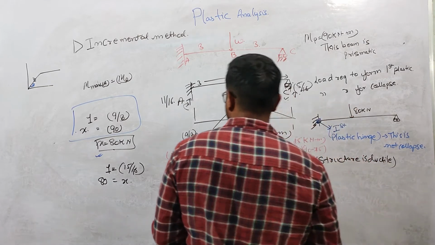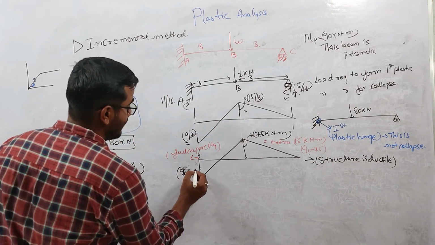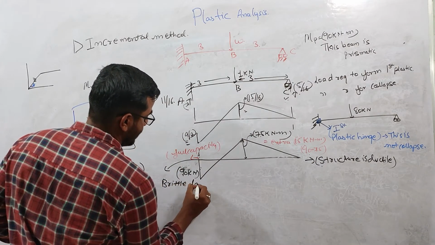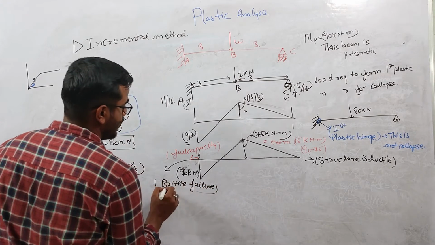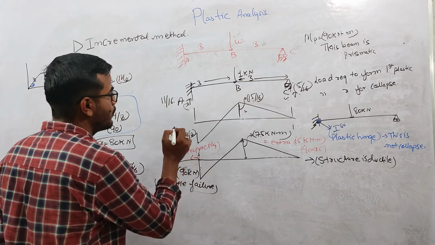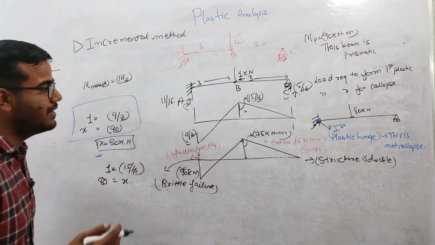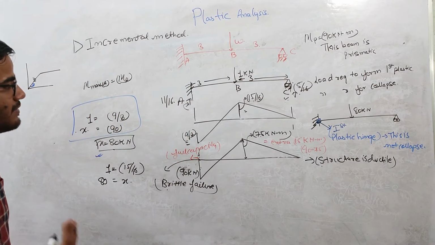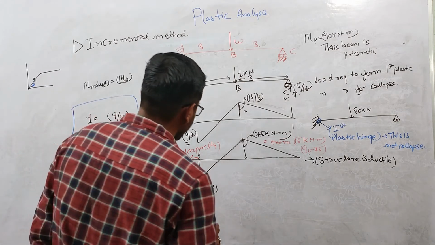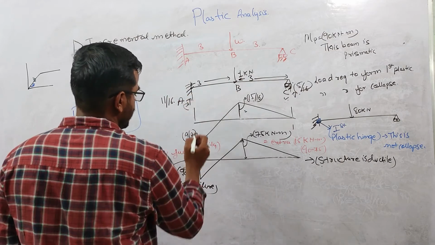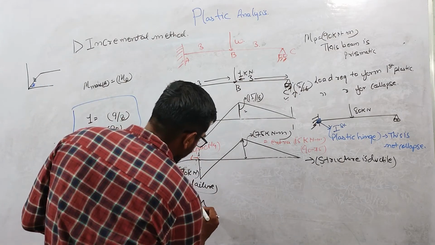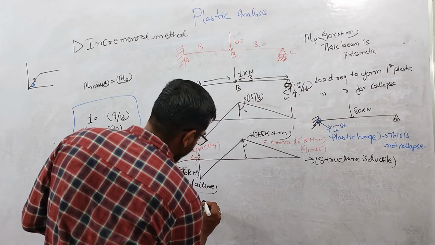If the structure is not ductile, there will be a brittle failure at this point, because it will rotate at constant moment and without ductility it cannot rotate. So ductility should be there to take advantage of plastic analysis. Now we know that this point cannot provide any more moment, so I am taking this point as simply supported.